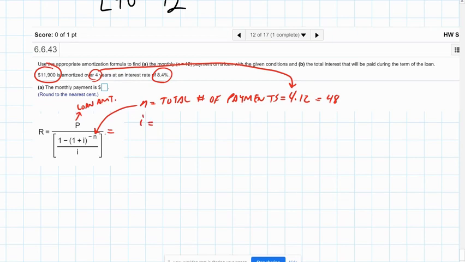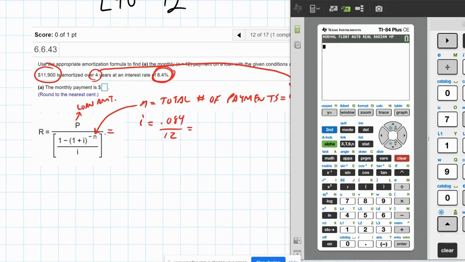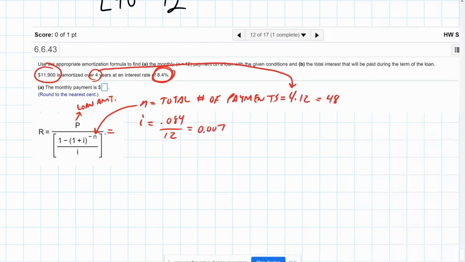I stands for interest, but it's not this basic interest rate, it's the monthly interest rate. So it's going to be 0.084 divided by 12, because if 8.4% is our annual interest rate, then the monthly interest rate would be that same rate divided by 12. If you do that on your calculator, 0.084 divided by 12, you get 0.007. Now that we have calculated n and I, we can use our equation to get our monthly payment.